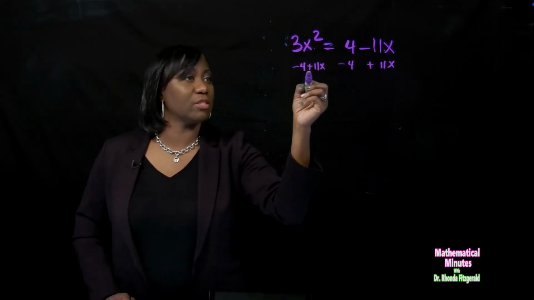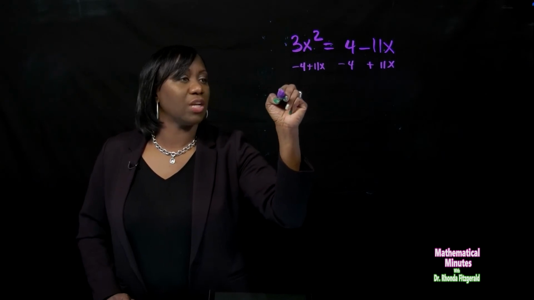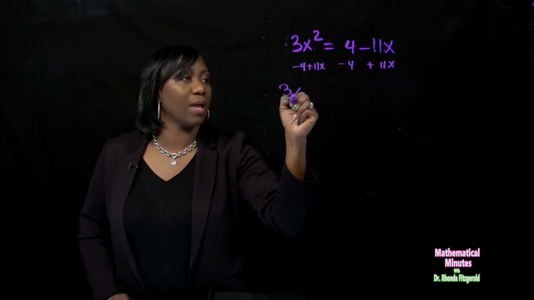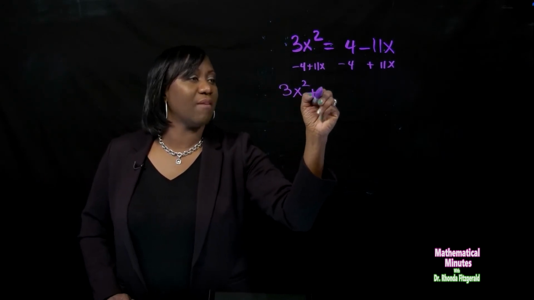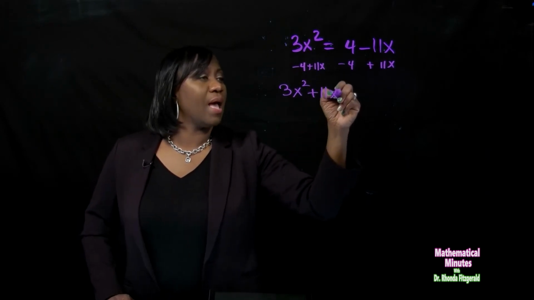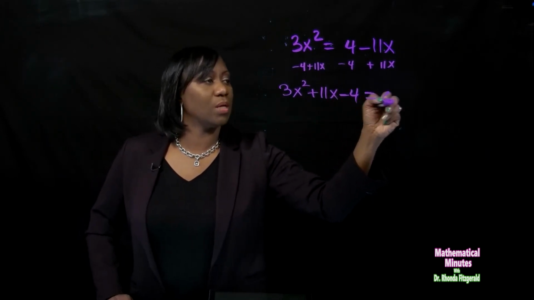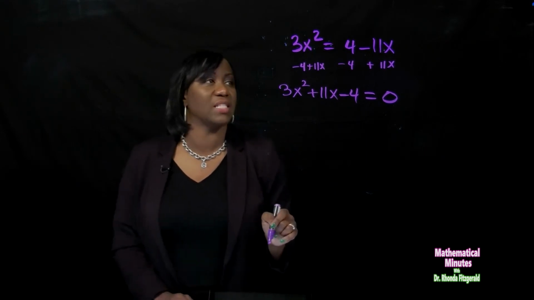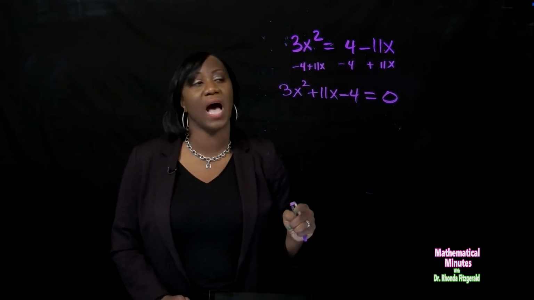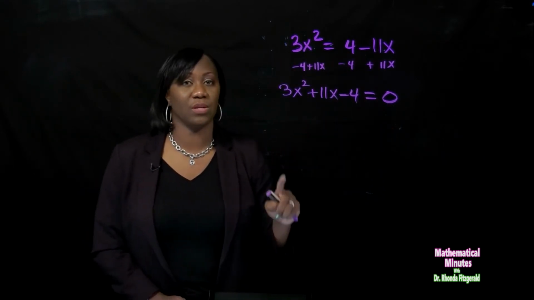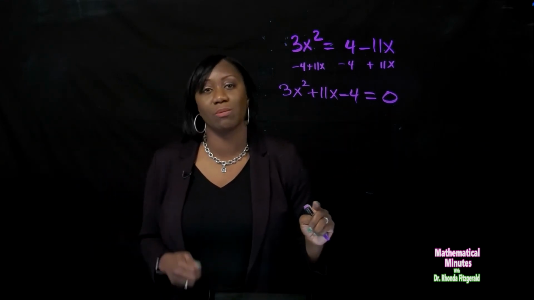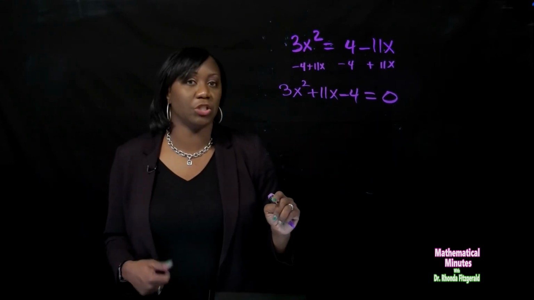And when we do that, our resulting equation in standard form will look like 3x squared plus 11x, I want to move the 11x first, minus 4 equals 0. So now we have our equation in standard form. We moved everything over to one side, having our equation equal 0. So this is called standard form or general form, depending on whose terminology you're using.